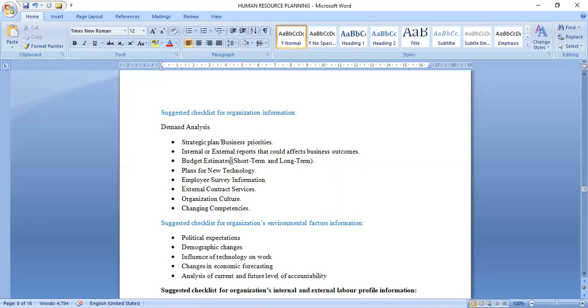Are we together? Then with the demand analysis, you look at the plans for new technology. For example, if the organization is planning to bring in new machines, and those machines require people with the relevant expertise to operate them, then it means there is a need for human resource planning.